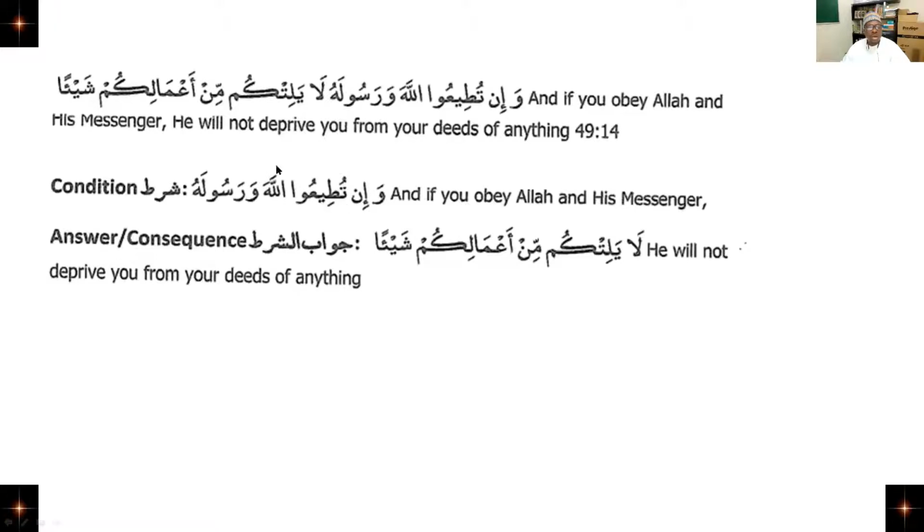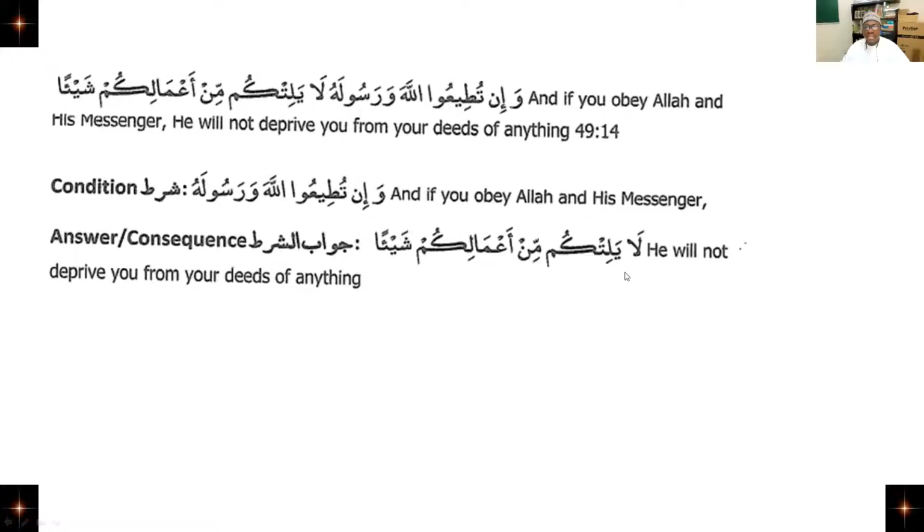So tuti'u, Allah is maf'ul bihi, wa is atifa, rasula is ma'tuf ala Allah. So if Allah is maf'ul bihi, Rasul is also maf'ul bihi in that case. And Rasul is mudaf, Allah is mudaf ilayhi. So the whole of this is the shart statement. And then the jawab shart is la yalitkum min a'malikum shay'a. He will not deprive you of anything from your deeds.